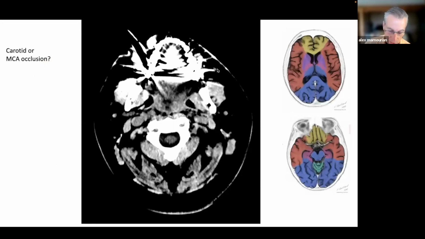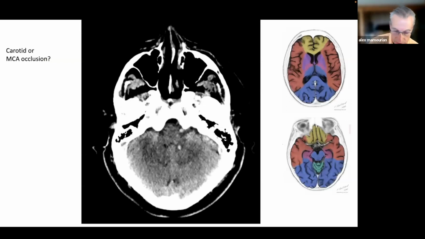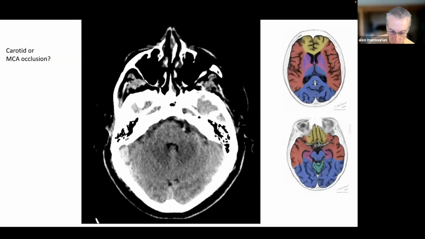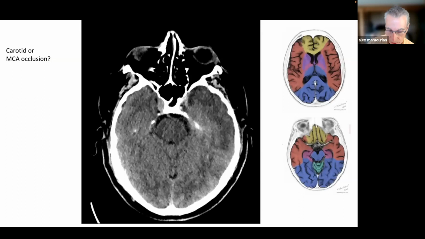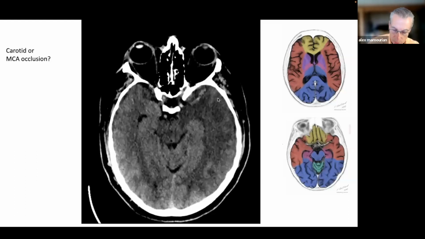So let's look at that in this case. Here's a different patient. This is a non-contrast CT scan, and we see this territory involvement here. There's the normal cortical ribbon here. Here we see the white matter of the temporal lobe, temporal horn. If we go to the other side, we lose the gray-white junction that we see here. So this patient has involvement of the left temporal lobe.